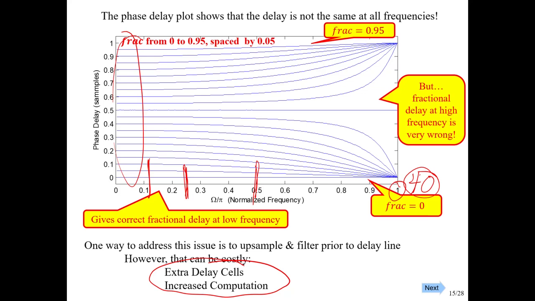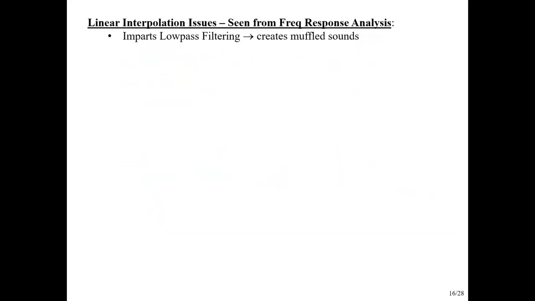Think about what we're doing when we upsample. We're really making the delay spacing in our delay line much finer, so it almost reduces the need for interpolation to some extent. So that's kind of what's happening there, but kind of a brute force way to fix it.